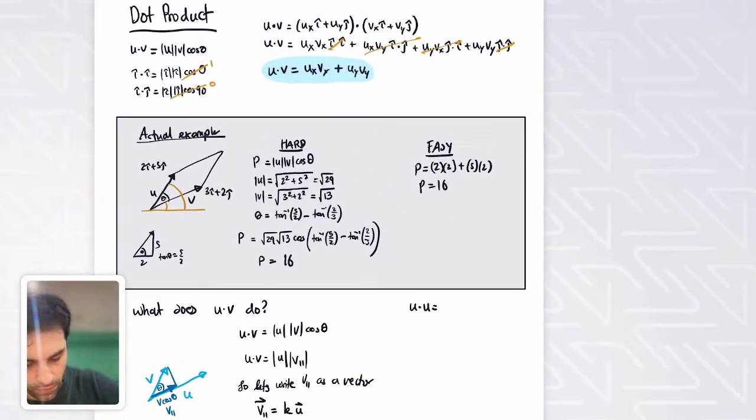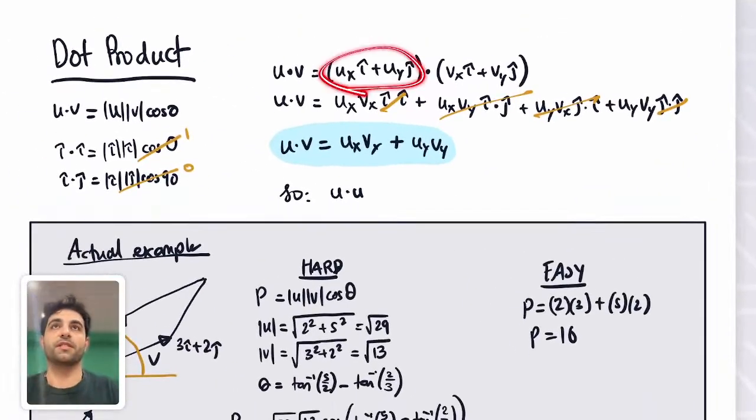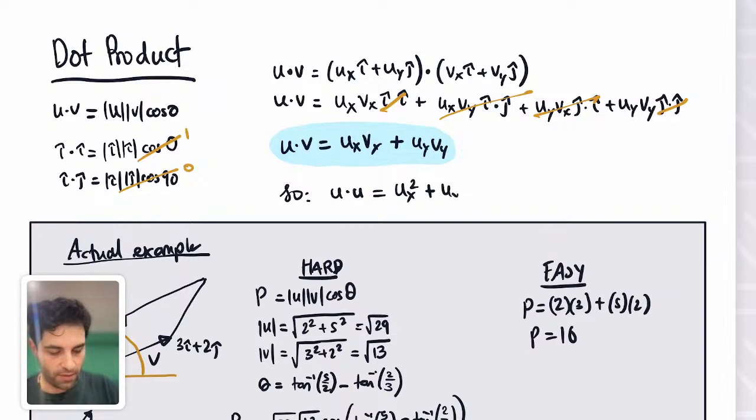So U dot U, what does that do? Think about it. Take the dot product of that vector with itself. What do you get? Ux times Ux, which is Ux squared, plus Uy squared. What does the dot product do? Pythagoras. Okay? Pythagoras. And in fact, the idea is that the length of U squared is just equal to U dot U.